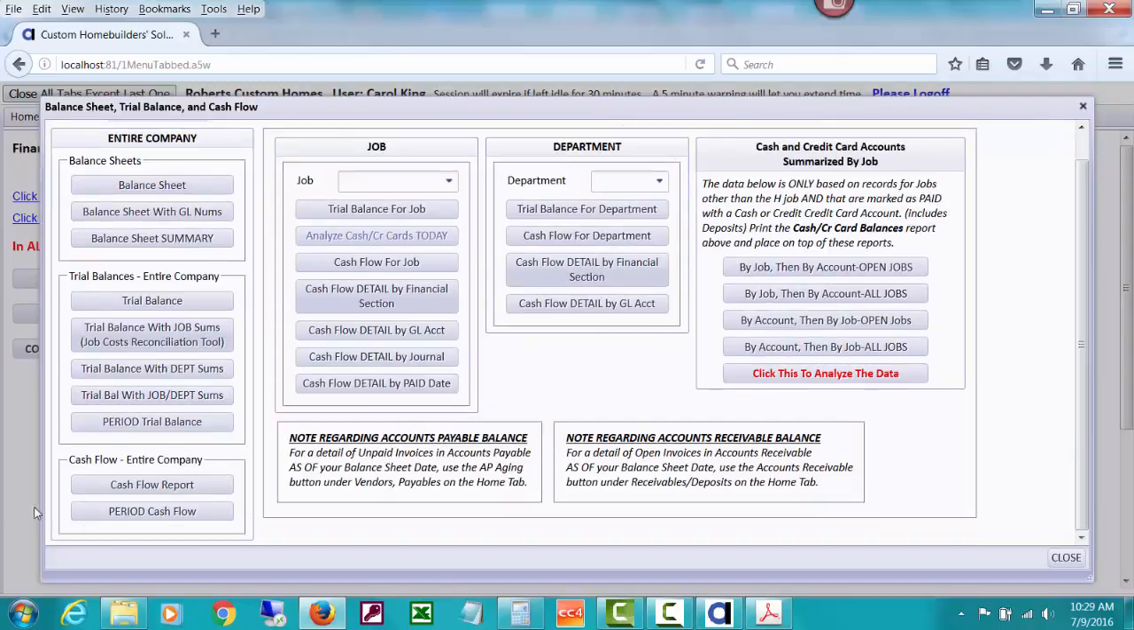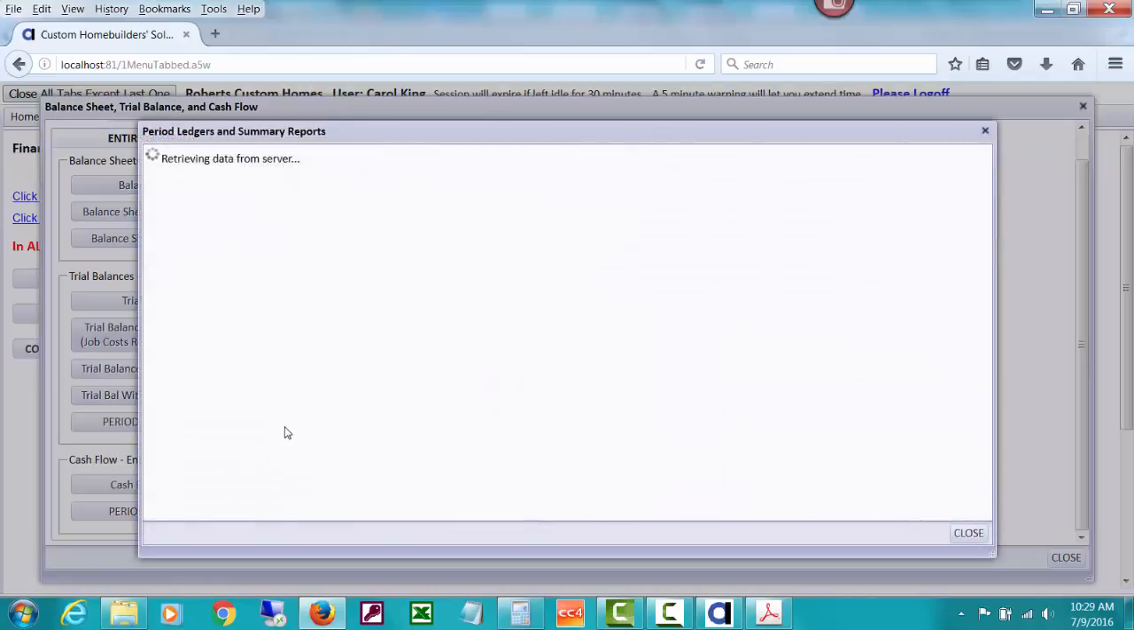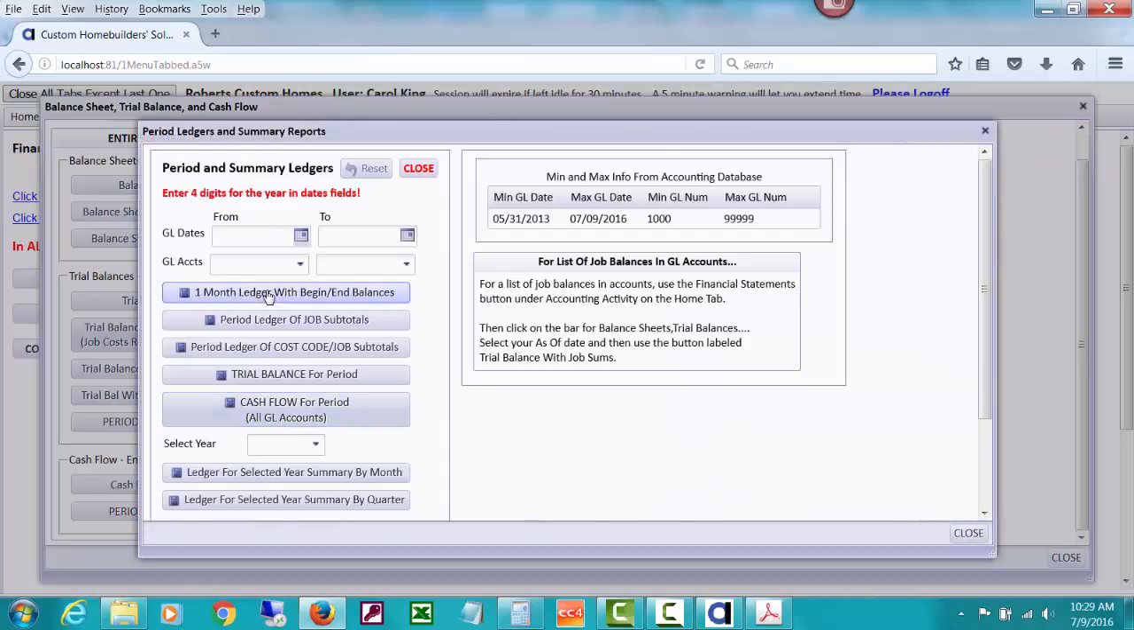If you're interested in a period cash flow for the whole company, you can click this button. You want to just know your cash flow for a certain time period. Maybe I'm sitting now in the year 2016. I'm actually in the first part of July doing this video. So maybe I'll just say I want to see the sources and uses cash flow for this period. And that's all you do.